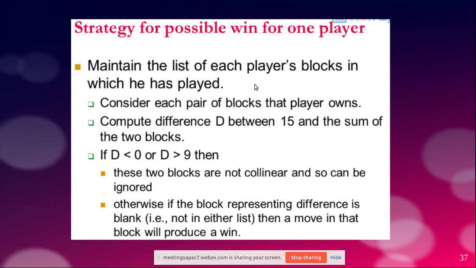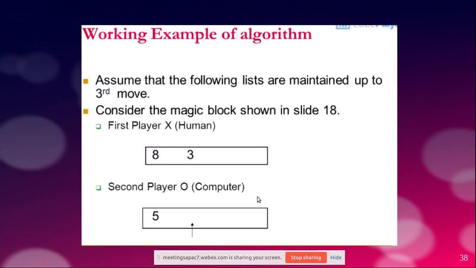So the logic is very simple. Consider each pair of blocks the player owns. Compute the difference between 15 and the sum of the two blocks. If it is less than 0 or more than 9, then nothing is to be done. They are not talking about collinear. Otherwise, the block representing the difference is a blank. Then use that. Simple.